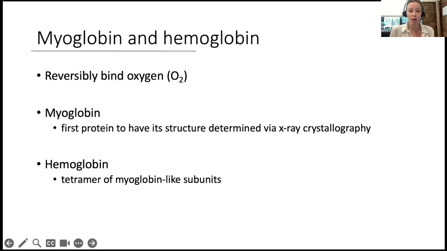So what are myoglobin and hemoglobin? They are proteins that reversibly bind oxygen. So they can bind oxygen, they can release oxygen. Myoglobin was the very first protein ever to have its structure determined by X-ray crystallography. Hemoglobin is a tetramer of 4 subunits that are all myoglobin-like.